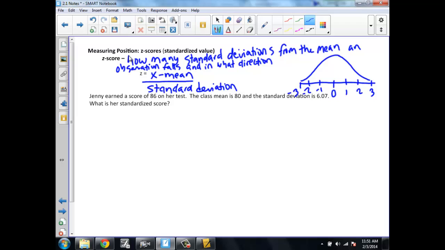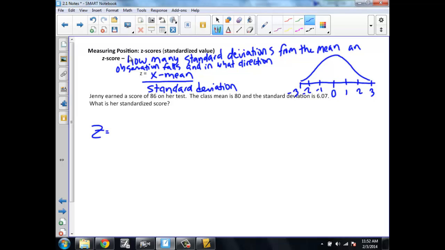So here's this example. Jenny earned a score of 86 on her test. The class mean was 80, and the standard deviation is 6.07. What is her standardized score? So when we look at this, if she has an 86 and the class average was 80, she obviously scored above the mean. Well, how much better did she do than everybody else?